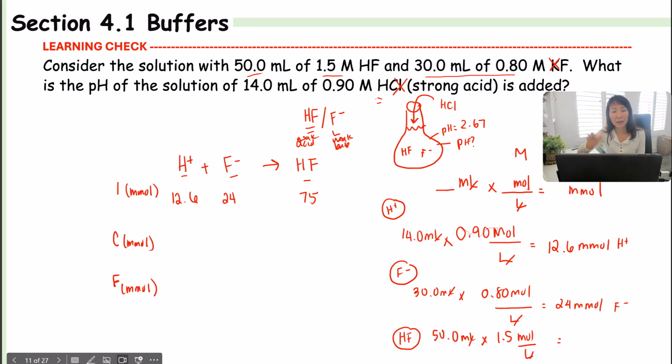So if I were to go to completion, you're going to look at the smallest value first, which is the 12.6. That's going to be your change. Because the reactant is forming into a product, we're going to subtract 12.6. That means this also 12.6, but here we're going to add 12.6. Well, in the end, if you add the top and the bottom, you would get 0 millimoles.